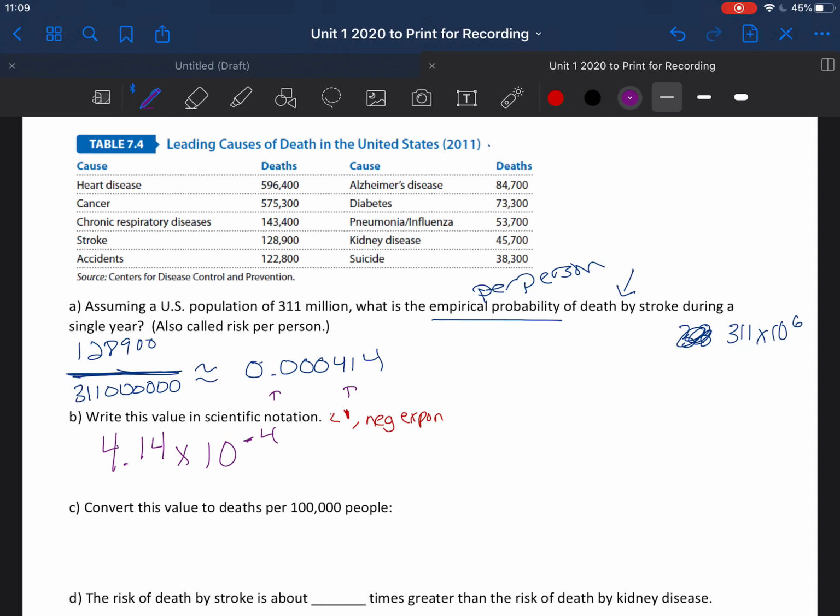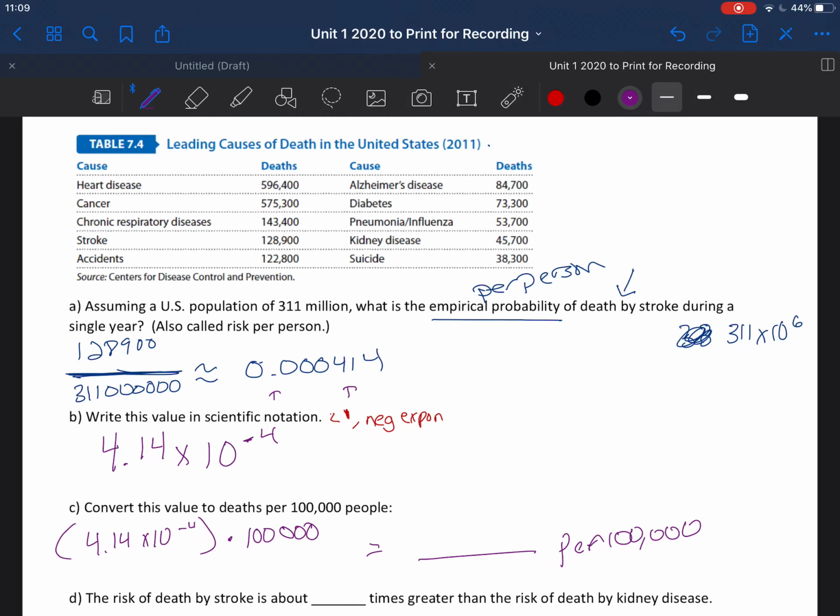Now, let's convert this value to deaths per 100,000 people. I want you to practice this again. We can work with either of these starting numbers, and then we are going to multiply them by 100,000. Because remember, this is really times 100,000 over 100,000 to give me a number per 100,000. So I don't really get this per in the top number. I get it in the bottom number that I'm technically not writing.